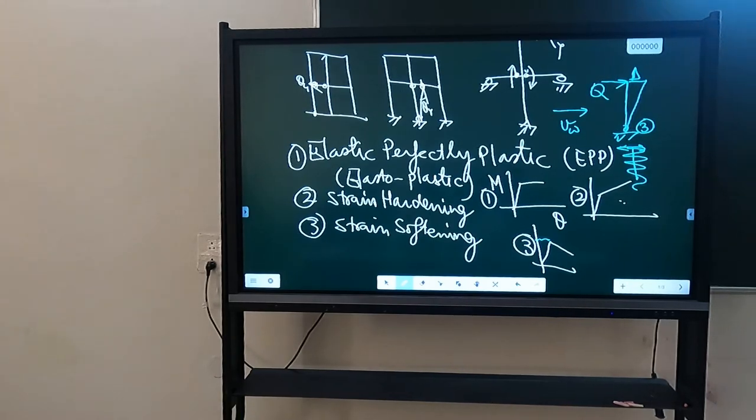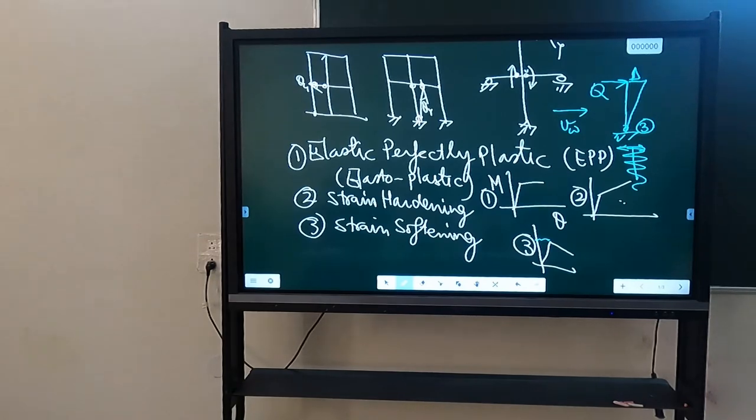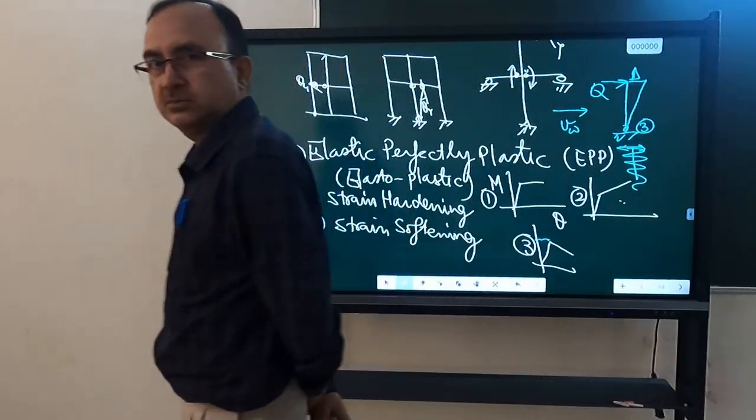Yes, that's true. But why is it failing in wind and not failing in earthquake? You have told me the differences in the two loadings, but how does that difference lead to failure in one case and not in the other? So due to reversal of stress in one direction, the structure will make.